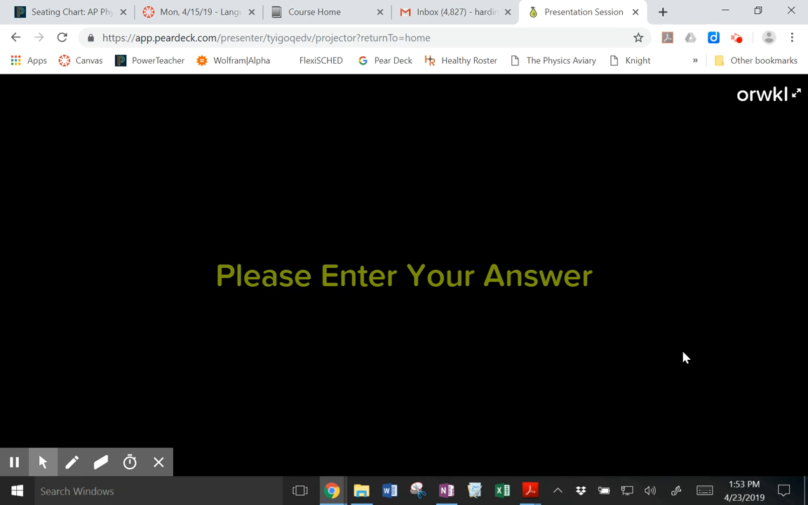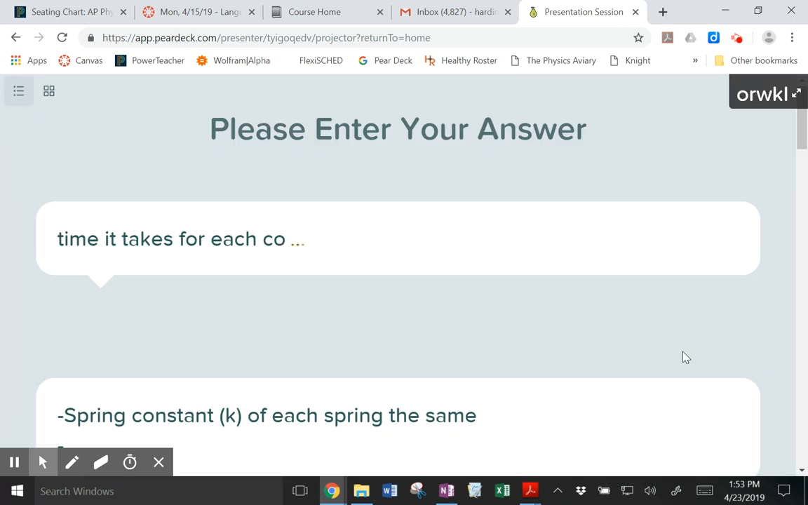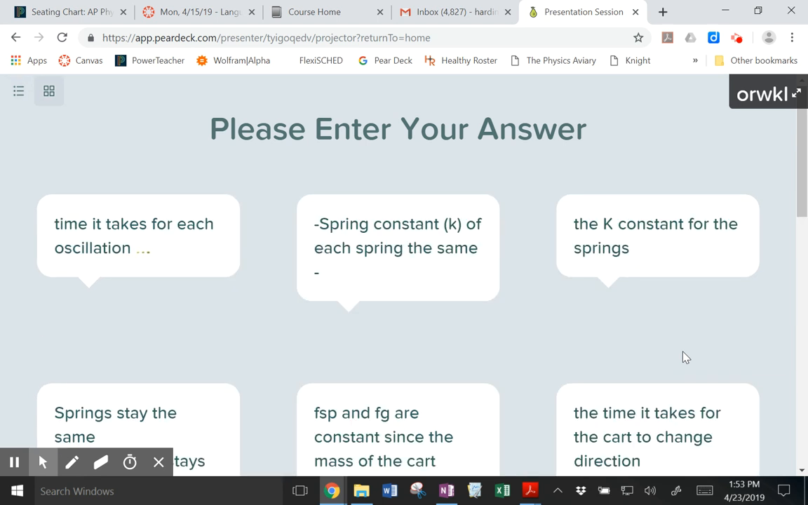All right, so let's check this out. Time it takes for each oscillation. Spring constant of each spring. Constants in the spring, which is... springs stay the same. F_sp and F_g are constant. Time it takes for the cart to change direction. So a couple people are mentioning time. What do you think about that claim? Let's check it out here.